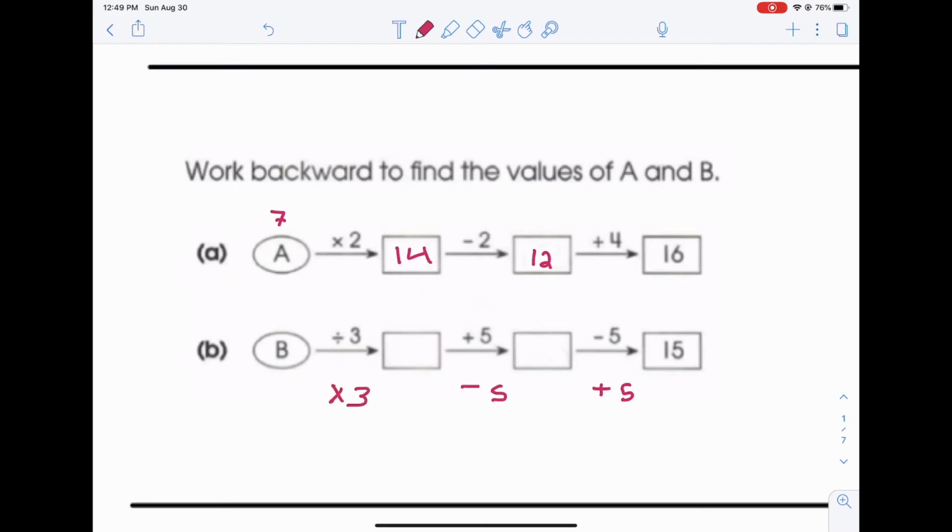So now we just work backwards, right? What's 15 plus 5? Well, that's going to be 20. And what's 20 minus 5? Well, that's going to be 15. And what is 15 times 3? Well, that's 45. So we double check our answer. What is 45 divided by 3? Well, that's 15. Yep, that works. What is 15 plus 5? Well, that's 20, right? And what is 20 minus 5? That's 15. So we have our right answer, and B is equal to 45.